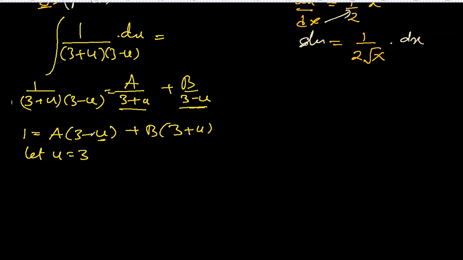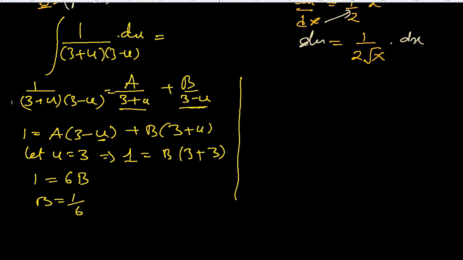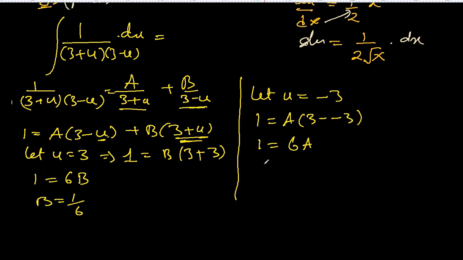All right, and to evaluate a and b, we will assume now let u be equal to 3, so that 3 minus 3 becomes 0. So what do we get? 1 equals 0 plus b times (3 plus 3). So 1 equals 6b, and that gives us b equal to 1 over 6. Let's do the same thing with the other. Let u equal to minus 3 this time, so that this becomes 0. So 1 equals a times (3 minus minus 3), and I'm not adding b because that is going to become 0. So it becomes 1 equals 6a, and a is also 1 over 6.